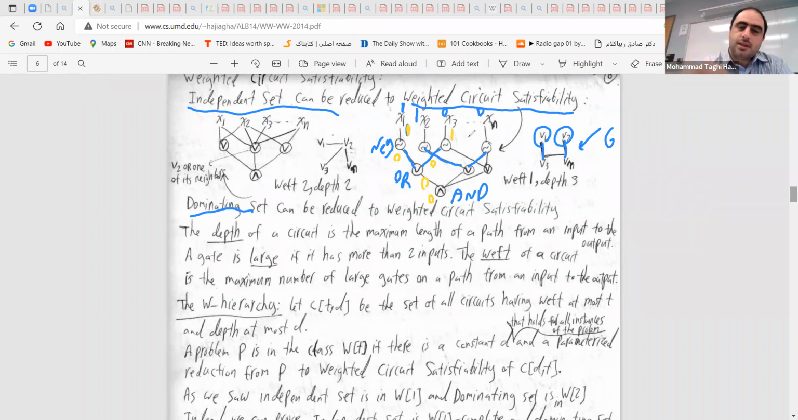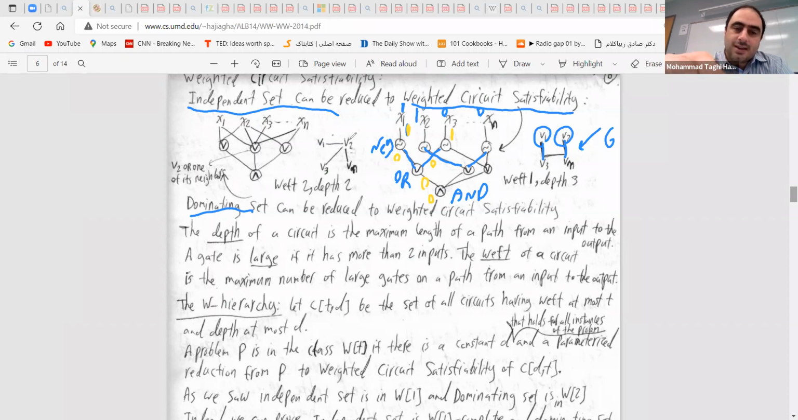Now let's do the same thing for dominating sets. How can we do that? Again, consider this graph, V1, V2, V3 to Vn, and I want to create a circuit here. So again, the same thing that we have done, for each vertex I will put an input there. And the parameter K would be the same for the weighted circuit satisfiability and K dominating set. The only thing is, what are the AND and ORs?